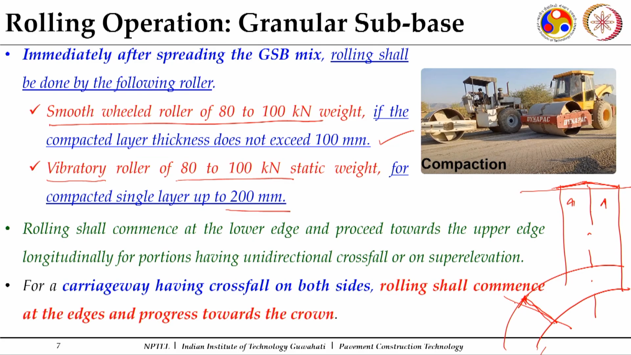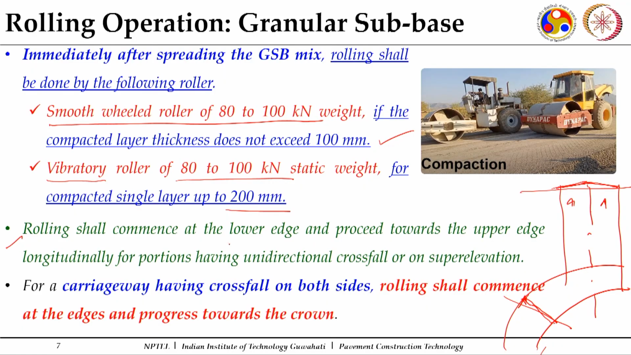So, this is a compaction pattern which has to be followed to ensure a uniform and an adequate amount of density to be achieved. So, it says rolling shall commence at the lower edge and proceed towards the upper edge longitudinally for portions having unidirectional cross slope or super elevation. So, this refers to this one, where it starts from lower edge and proceeds towards the upper edge.